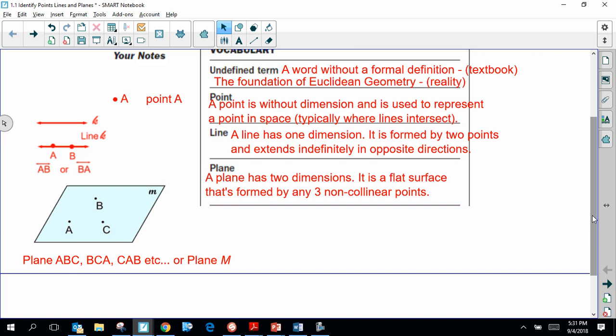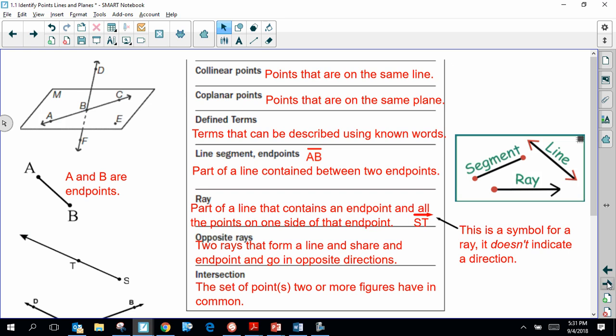But some of this is duplication. I just like to have it as we go through it. Collinear points are points that are going to be on the same line. So coplanar points are points that are on the same plane. Lines can also be coplanar to each other. They can have lines that are on the same plane.